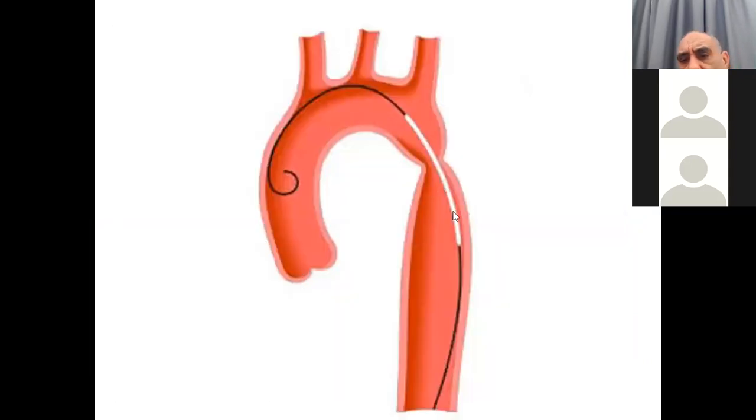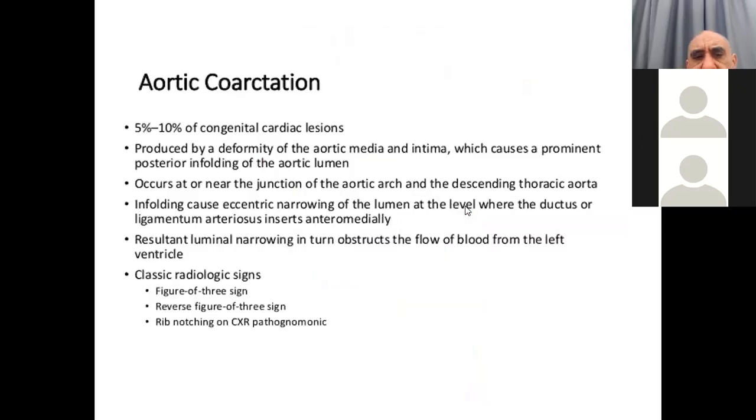And this is the aorta, and this is the constriction or web-like narrowing of the coarctation, distal to the left subclavian artery. This is the catheter introduced, and then a stent will be inflated.